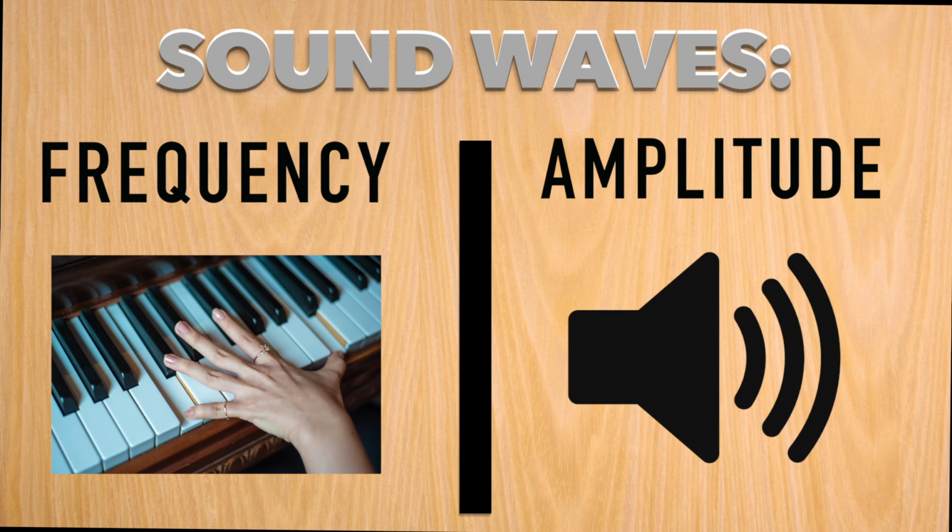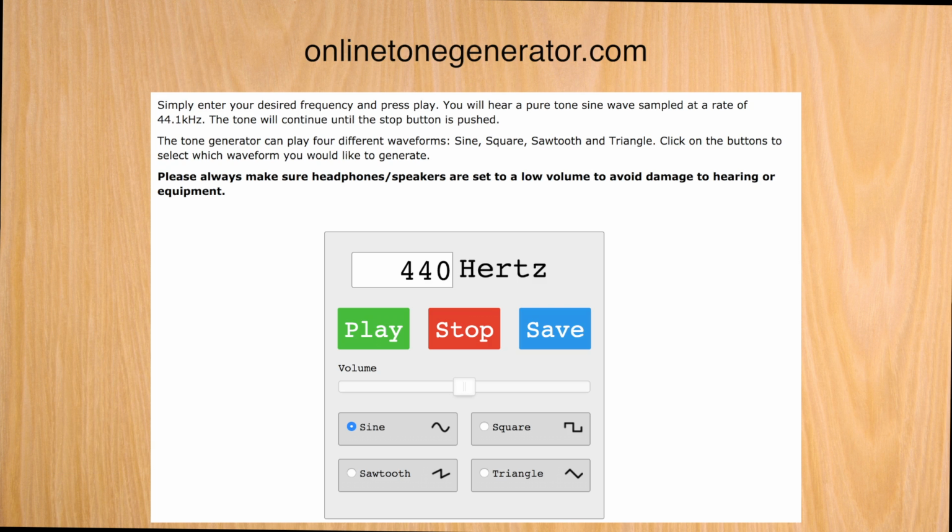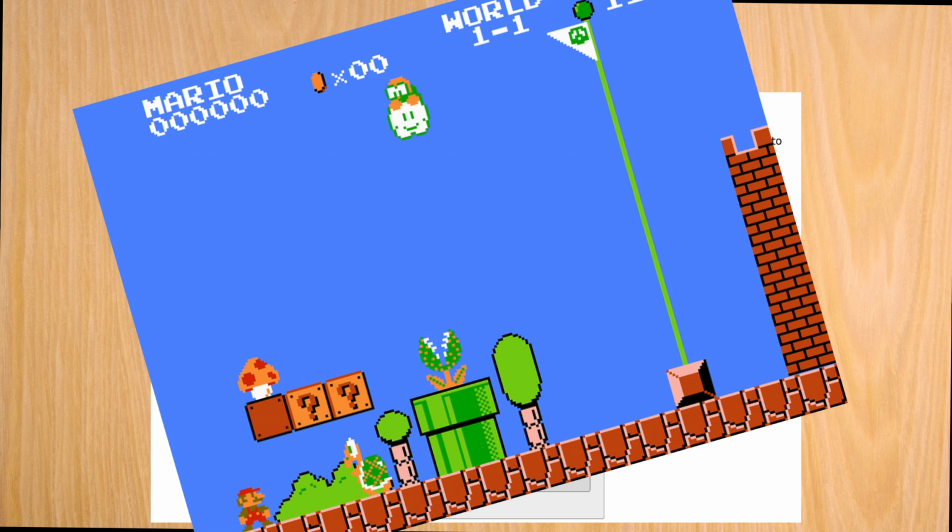Okay, so frequency affects the sound, or pitch, and amplitude affects the volume. Let's try this on the computer. I used onlinetonegenerator.com to generate a sound at 440 Hertz, and it sounds like this. For those of you who play music out there, that's an A. Why doesn't this sound like the piano? The computer-generated note sounds kind of like it would be in a Mario theme song or something.